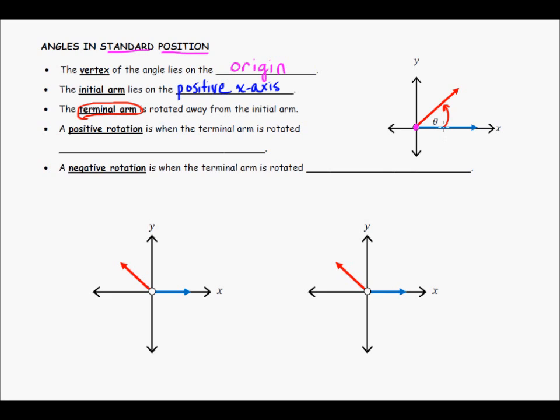We can actually also create negative angle rotations by rotating in the opposite direction. Okay? So what we see in this first diagram is actually called a positive rotation. A positive rotation happens when the terminal arm is rotated in this direction, or in the counterclockwise direction. Okay? So the opposite, for a negative rotation, is when our terminal arm would be rotated in the opposite direction, which means in the clockwise direction.